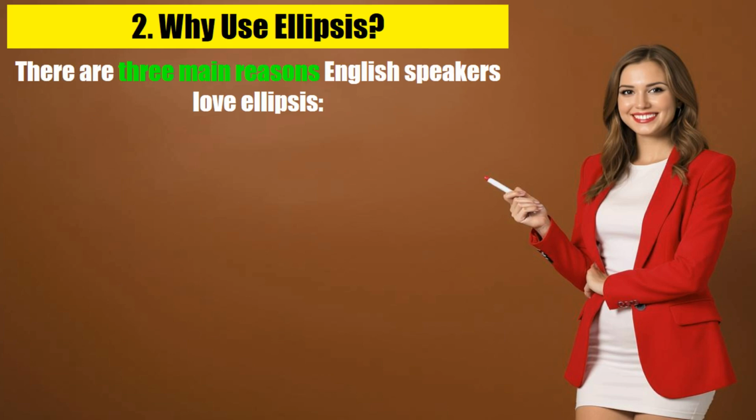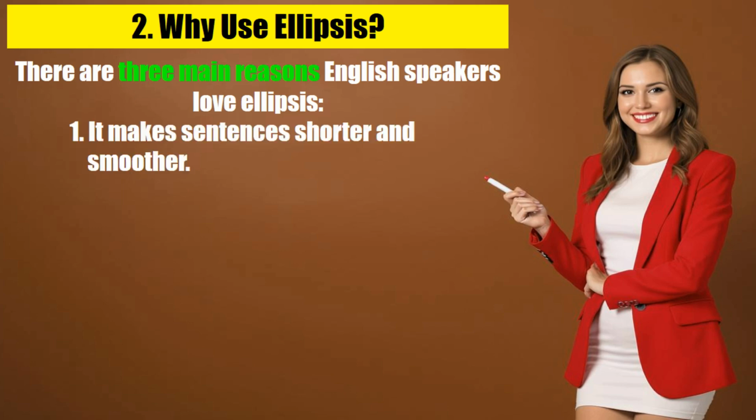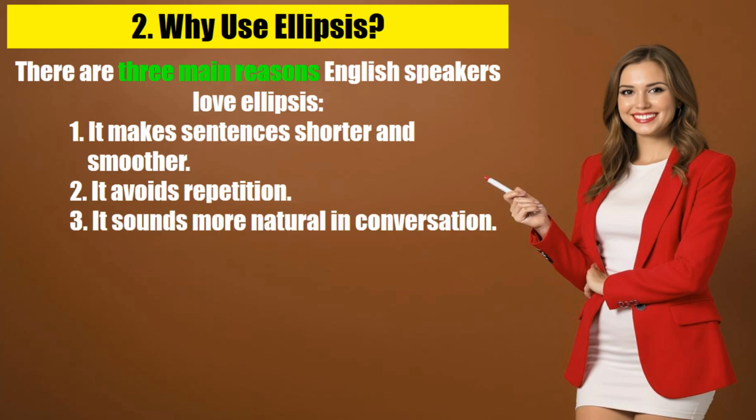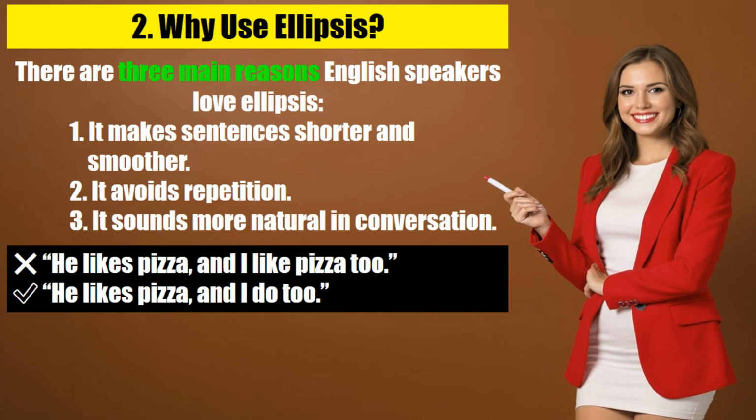2. Why use ellipsis? There are 3 main reasons English speakers love ellipsis. 1. It makes sentences shorter and smoother. 2. It avoids repetition. 3. It sounds more natural in conversation. Listen to this difference. Wrong: He likes pizza and I like pizza too. Correct: He likes pizza and I do too. See how natural that sounds?